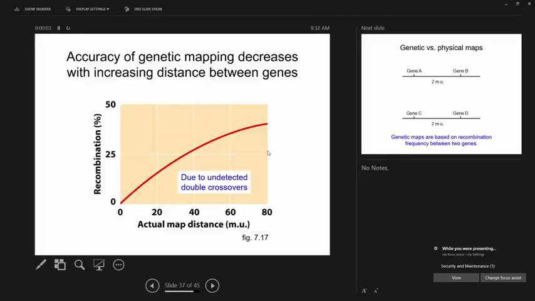This is where we left off last time. So, talking about why genetic mapping is not necessarily the way you want to go.